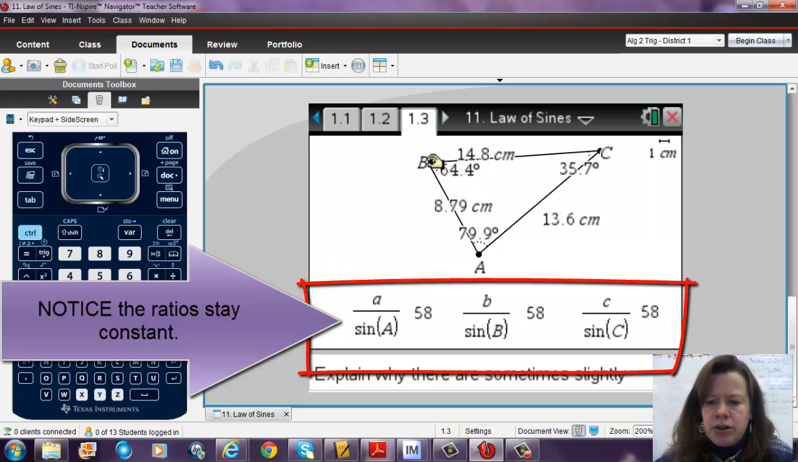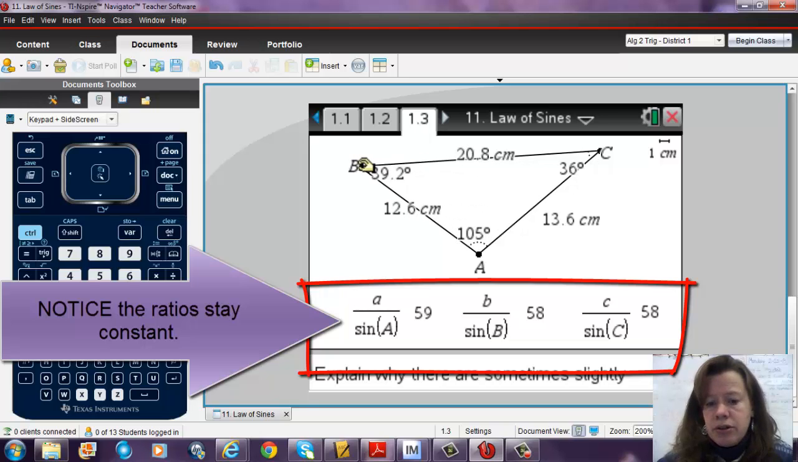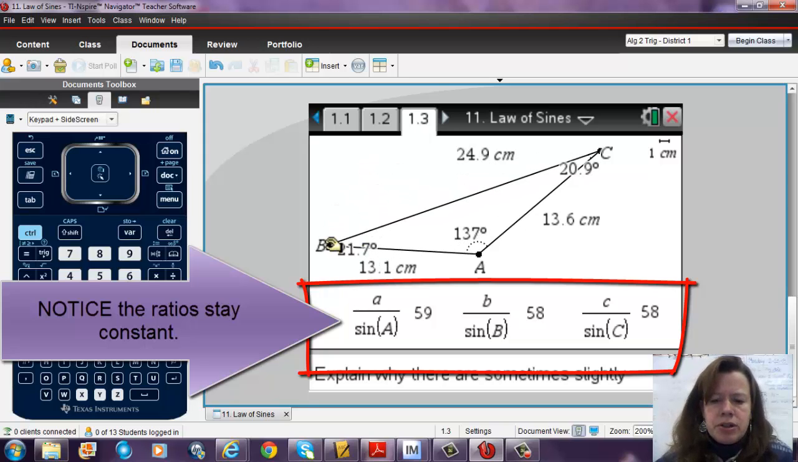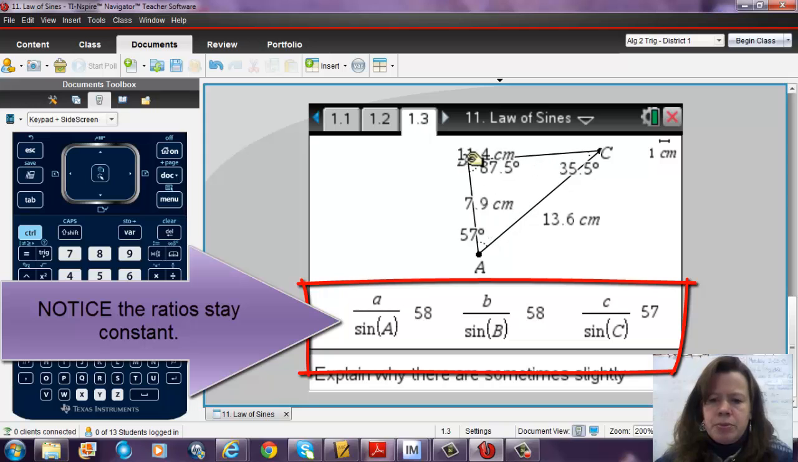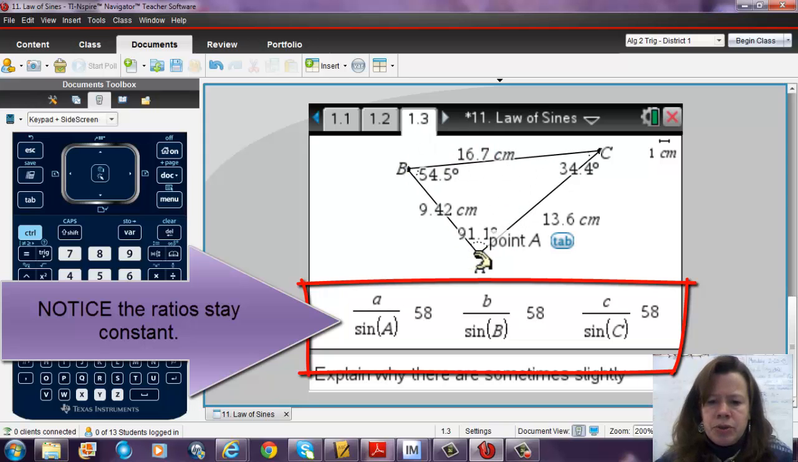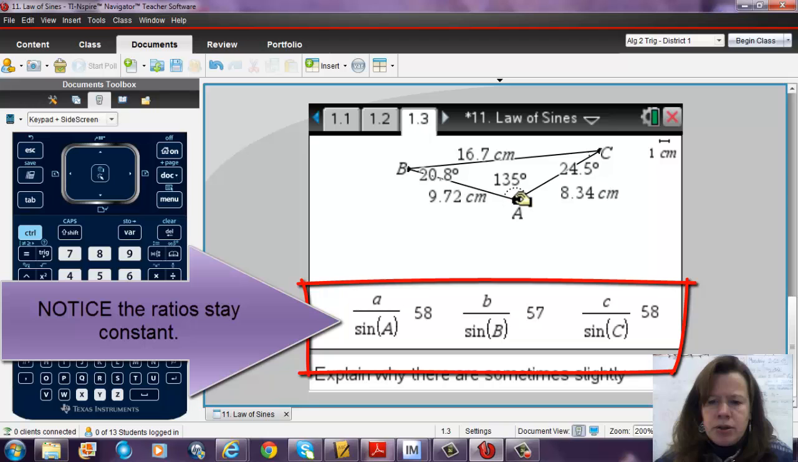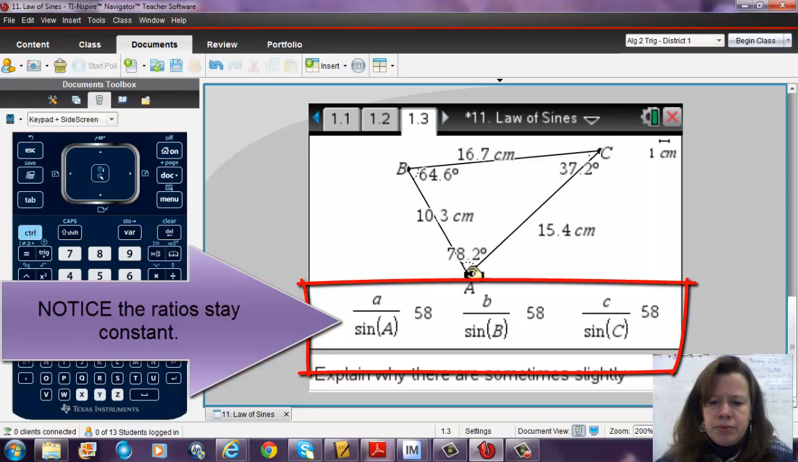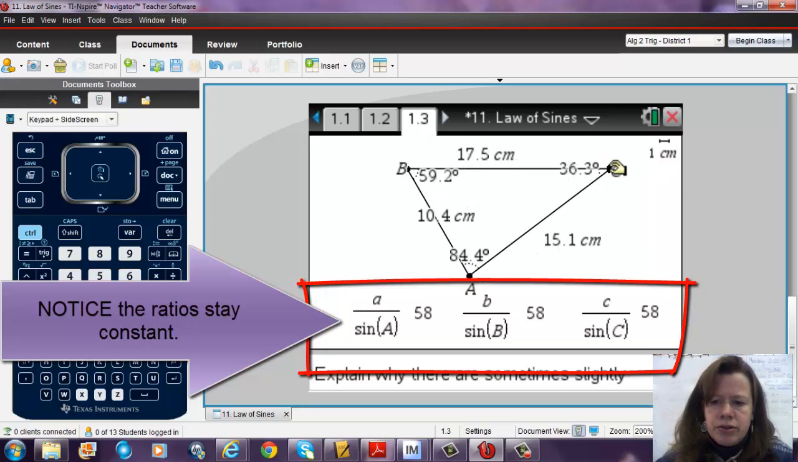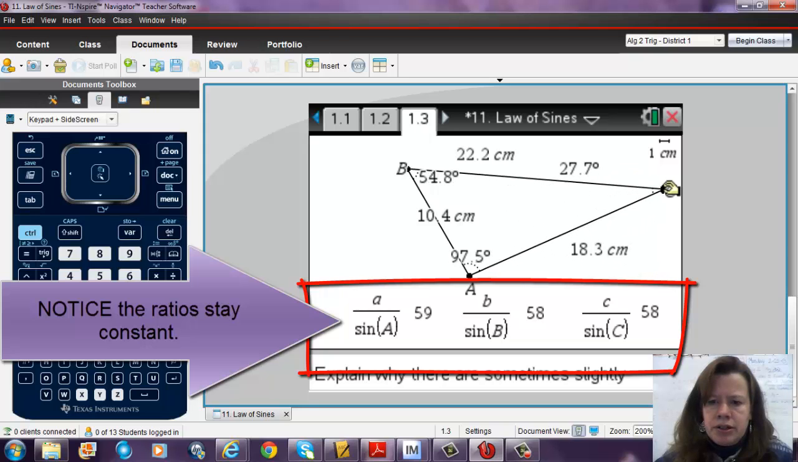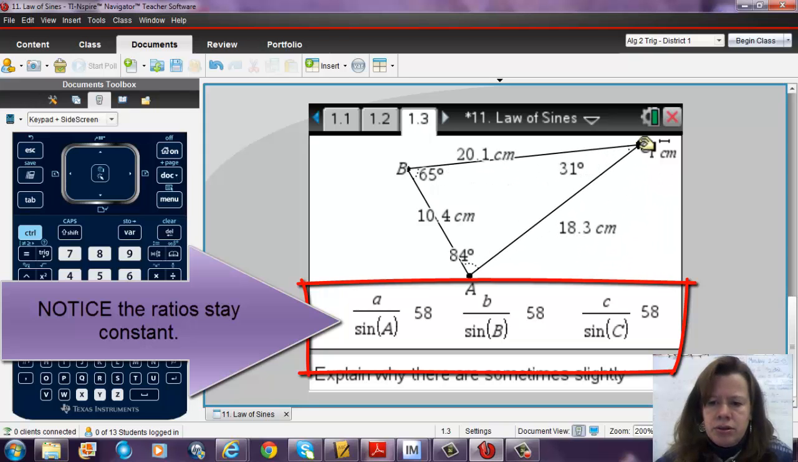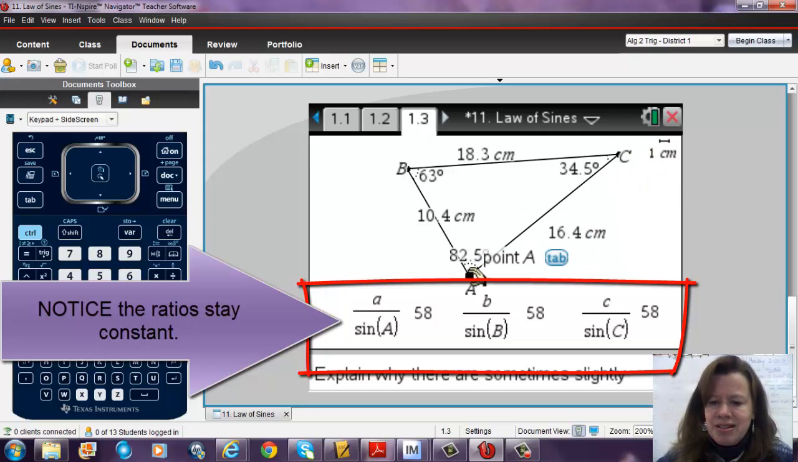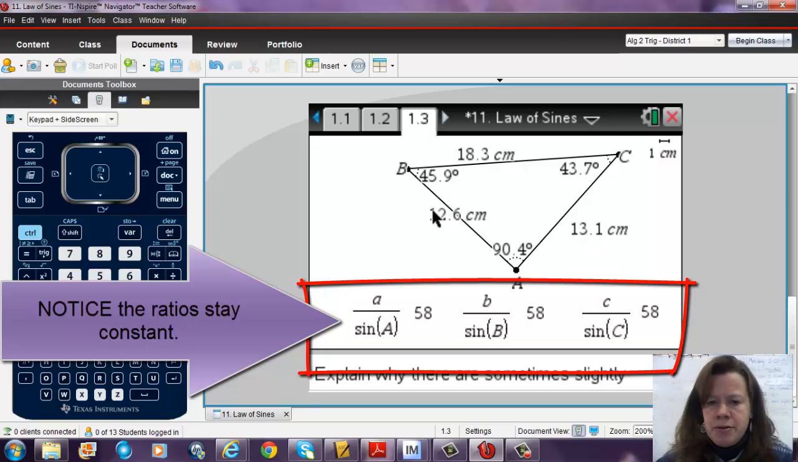Now the question I have for you at the bottom is, why are there sometimes slightly different answers? Like there, my A ratio is 59, but my B's and C's are 58. Why do you think that that's happening? And it bugs people when that happens. And I want you to think about why. Do the same thing here. So as your angles and side lengths are changing, your ratios are staying constant. For the most part, there are slight differences, and I want you to think about why.